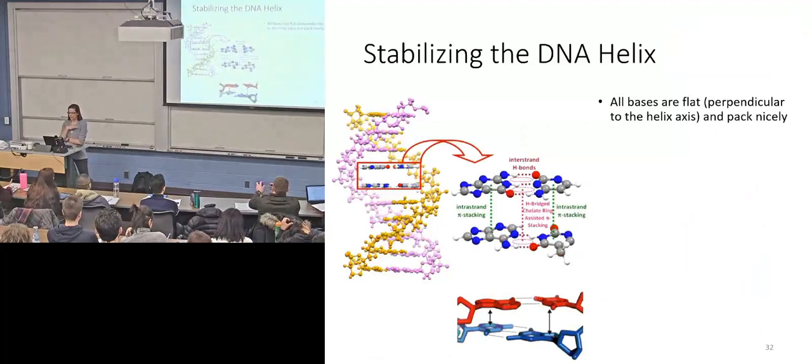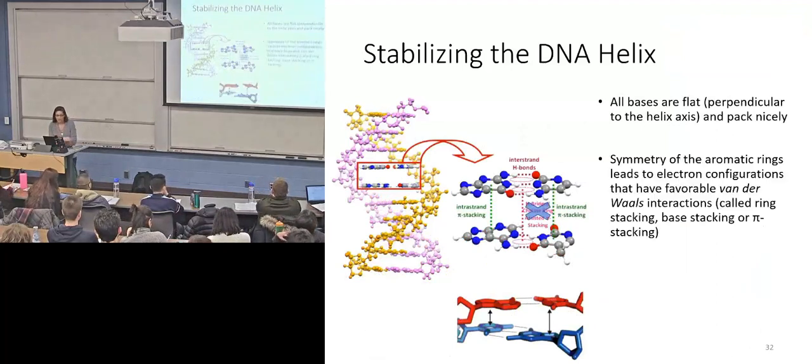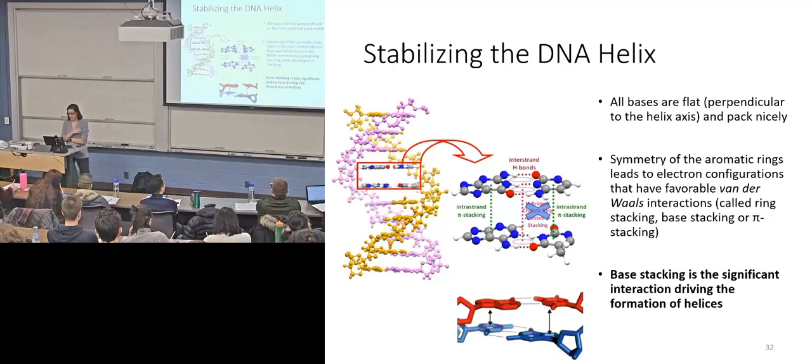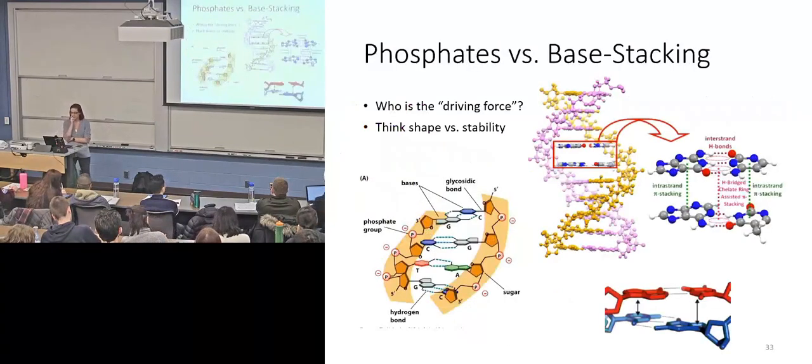Bases are going to be flat. They are perpendicular to the helical axis, and they pack very nicely and neatly. Like we said, symmetry in the rings leads to these van der Waals. We'll call it ring, base, or pi stacking. Base stacking is the significant interaction driving the formation of this double helical structure. Okay? In a single strand, the negative charges are trying to get away from each other. But in the double helix, what makes it very stable, less about shape, more about stability, is the van der Waals.